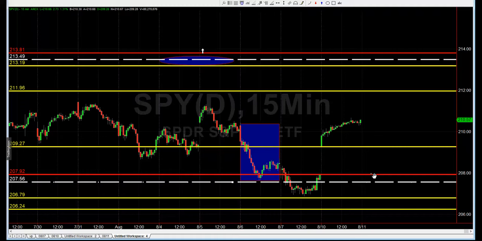Just behind this open gap, I'd be willing to bet there'll be responsive buyers here. I'd be willing to bet we have responsive sellers up here. We've gotten it consistently, right? And this would be a really, really big stretch.